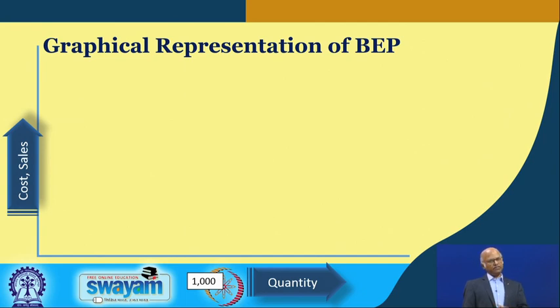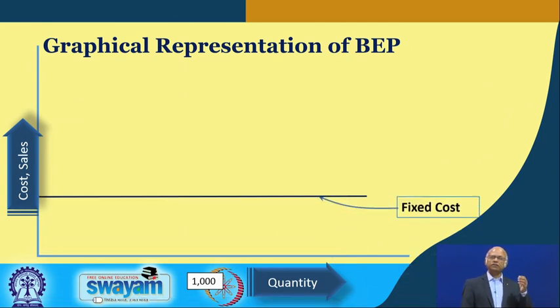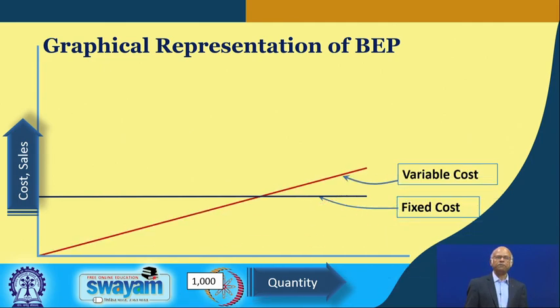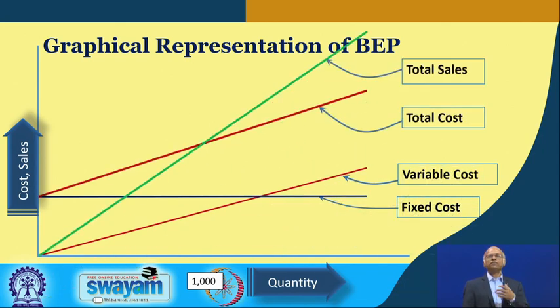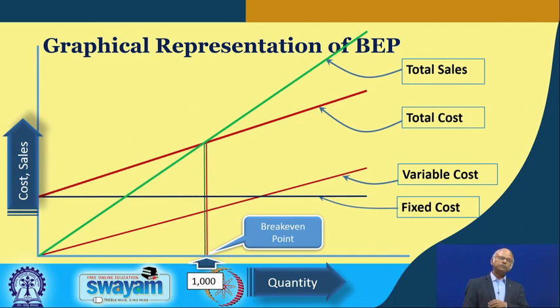Now, graphical representation, again a repetition. This is the fixed cost. Fixed cost is a horizontal line, because irrespective of the volume that you produce, fixed cost remains the same. Variable cost changes with quantity in a straight line. The slope of the variable cost line is the unit variable cost. This is the total cost. Where the total sales line or revenue line intersects the total cost line is the break even point.